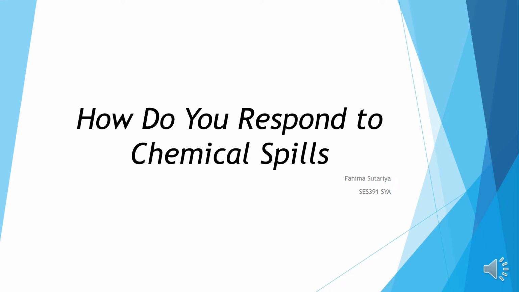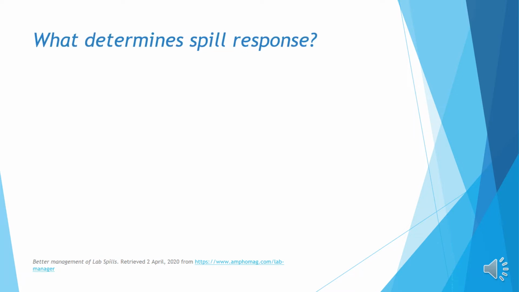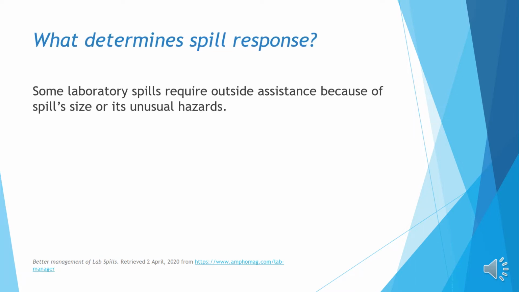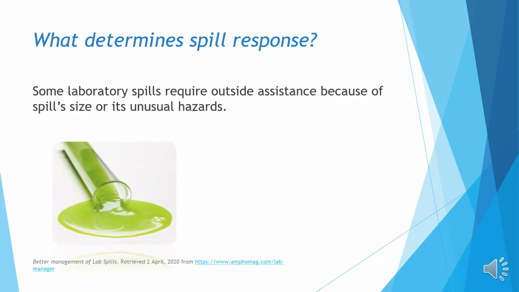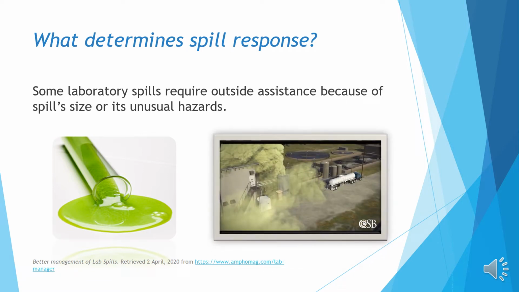I'm here to present how to deal with chemical spills. In order to do so, the first step is to examine the spill size. Some laboratory spills require outside assistance because of the spill's size or its unusual hazards. You need to know whether the spill is a small amount or a copious amount.